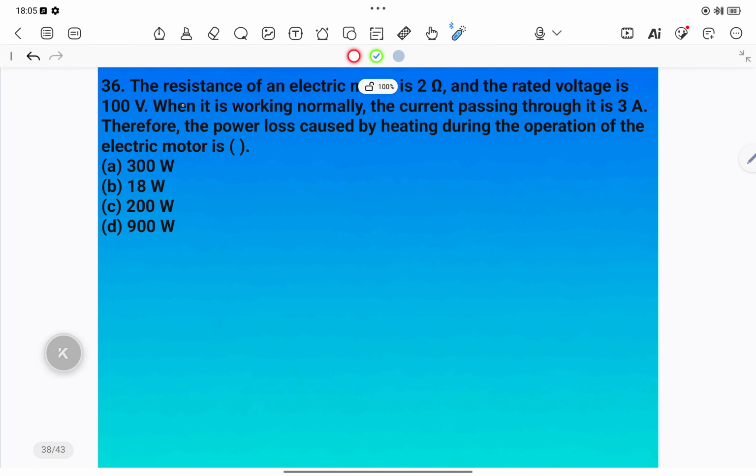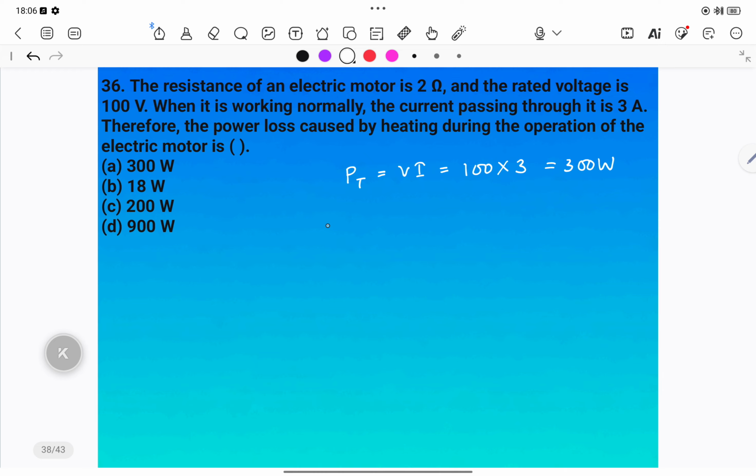Question number 36. The resistance of an electric motor is 2 ohm and the rated voltage is 100 volt. When it is working normally, the current passing through it is 3 ampere. Therefore, the power loss caused by heating during the operation of the electric motor is. Here the total power supplied to the electric motor is V into I. Voltage is given as 100 and current is 3. So this is the total power of 300 watt which is supplied to the electric motor.